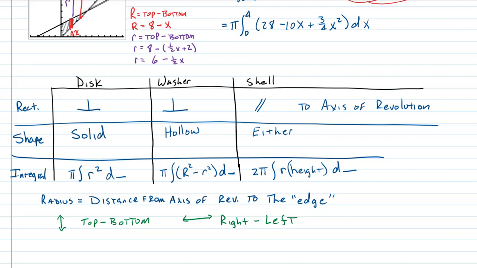The question was, if we're doing the disk method and we have a solid of revolution, would it be possible to also use the shell method? And the answer is yes. And as you practice your homework problems, you'll get more comfortable seeing which methods you should be using.